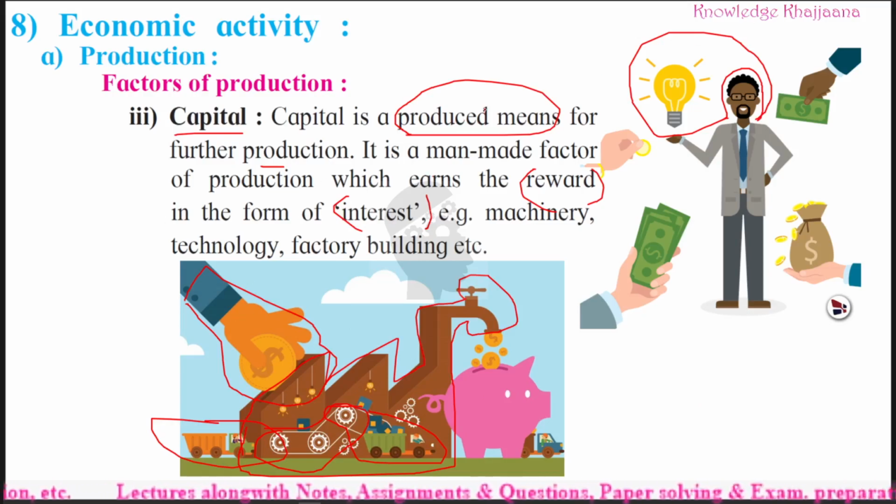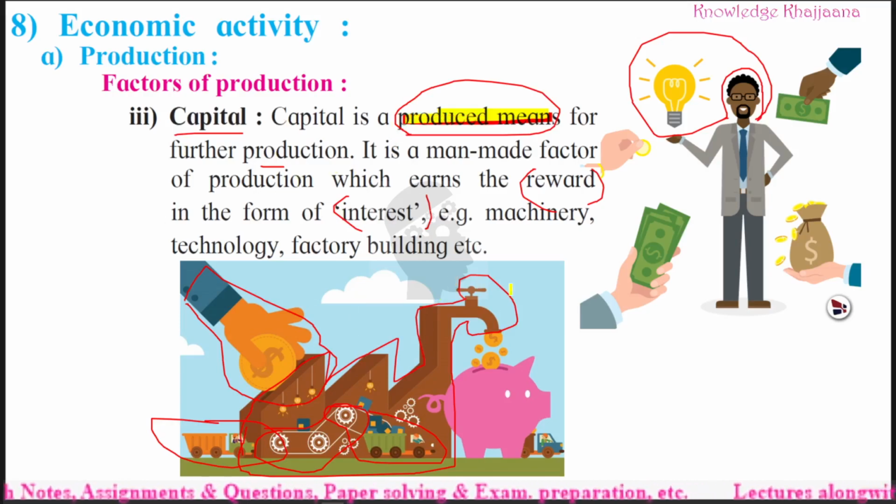So what is capital? It is the produced means. Why produced means? It is not a natural factor like land, and it is not a human factor like labor. It is the physical or artificial means. Produced means the artificial way, not the natural or human way. It is produced artificially for further production.